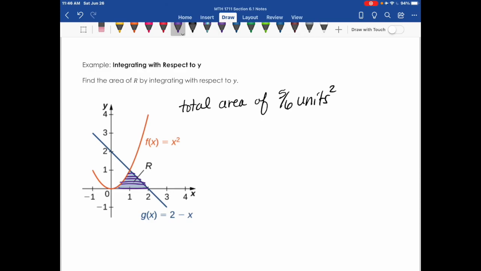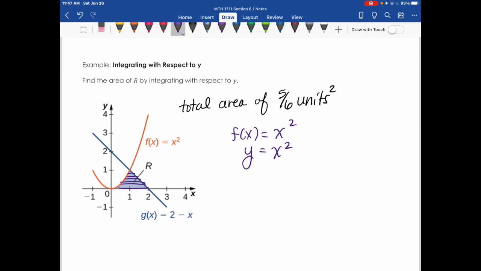So now we're going to imagine that our rectangles are going across this way. If you turn your page 90 degrees to the left, we're imagining now that 2 minus x is going to be our upper limit, and x squared is going to be our lower limit if we rotate our picture 90 degrees to the left. But in order to do that, we need to solve each of these equations for y and plug it in that way.